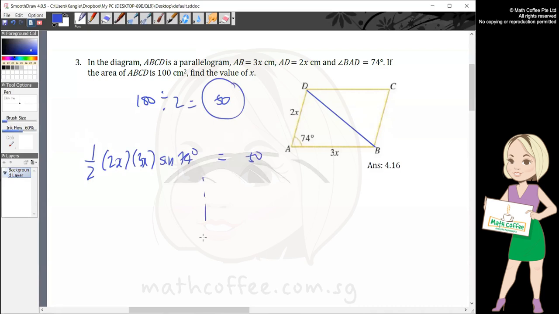And of course, this one I leave it to you to do. I'm not going to do this. You can all try, and the answer is on the right-hand side.